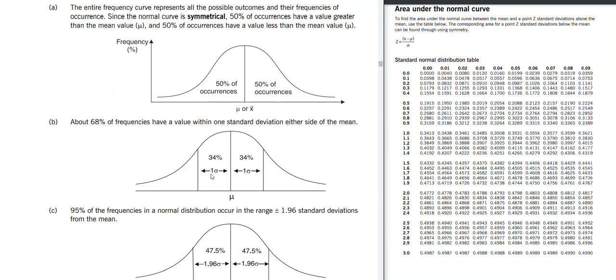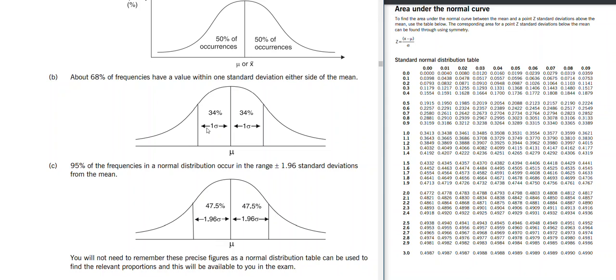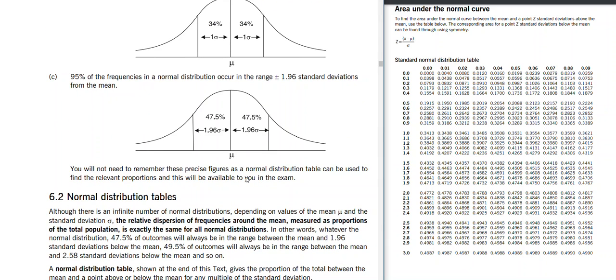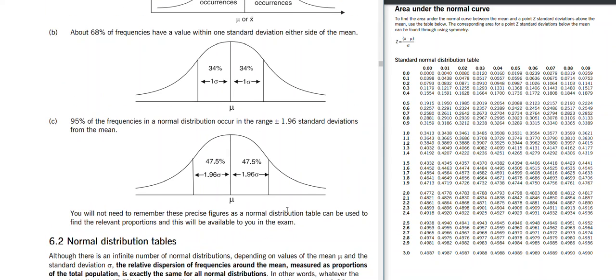So about 34% of data below, we have a standard deviation of 1, and 34% of data above, we have a standard deviation of 1. Collectively, it becomes 68%. So a combined 2 standard deviations, or 1 on either side, will have 68% chances of happening. And likewise, 47.5% below the mean has 1.96 standard deviation, and 47.5% above has 1.96 standard deviation. Collectively, 95%. So 95% of the data will be within plus or minus 1.96 standard deviations.